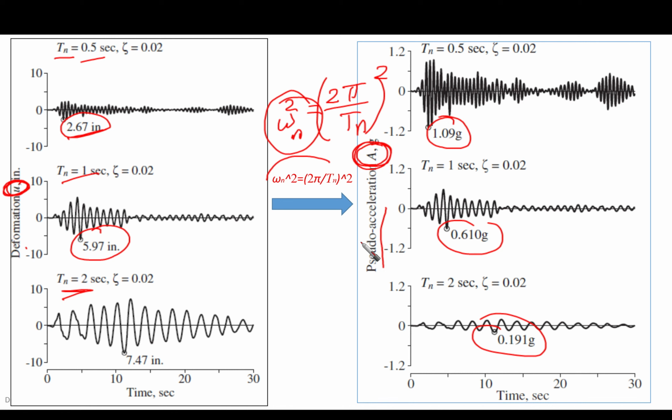Okay, this is regarding the response history and the relation between the deformation of the system and the acceleration of the system, and how we can obtain it. This is a very important concept in response spectrum that is going to be used later on when we are developing the response spectrum curve.